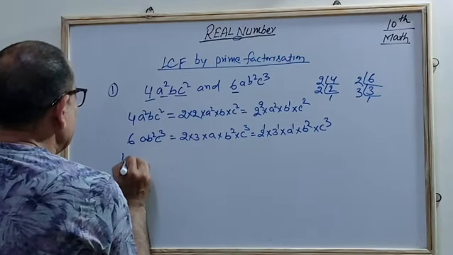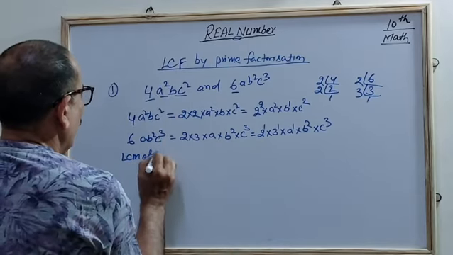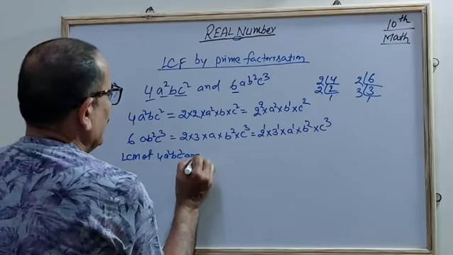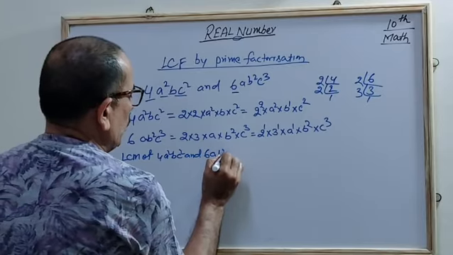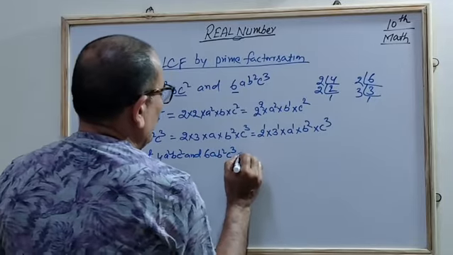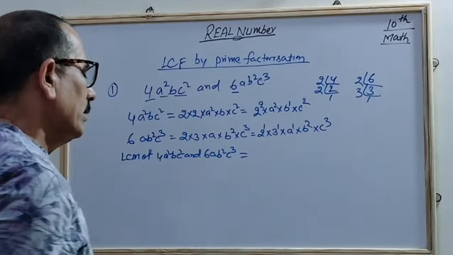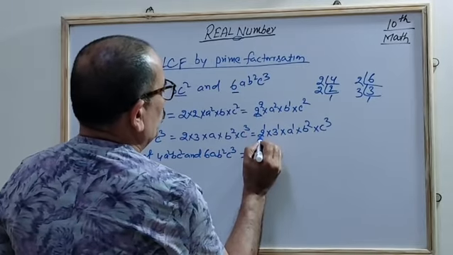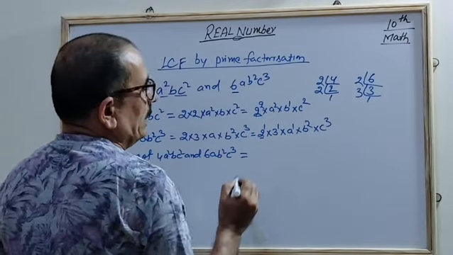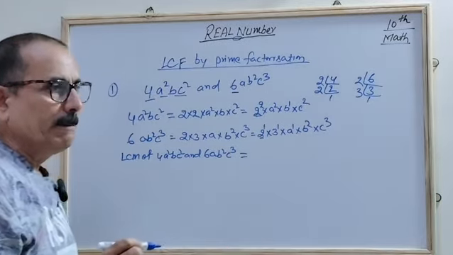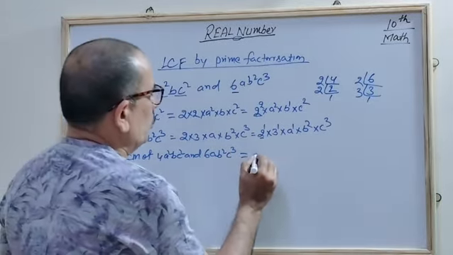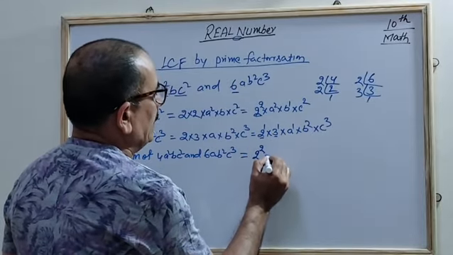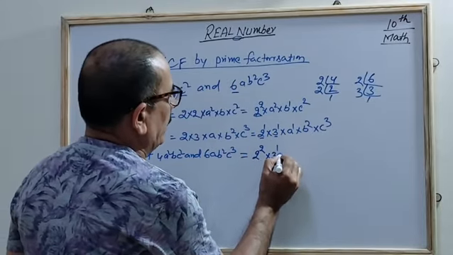Then we have to find the LCM. LCM of 4a square bc square and 6ab square c cube will be equal to. First we will find what is common. We can find that 2 is common. Here we will take the maximum power, so we will take 2 to the power 2, correct? Then we will see if anything is left. Yes, 3 to the power 1 is left.